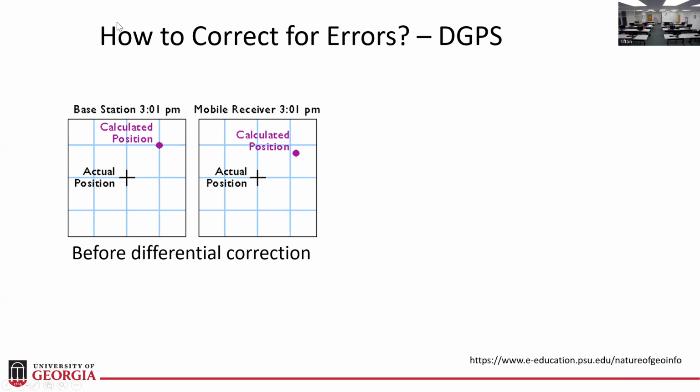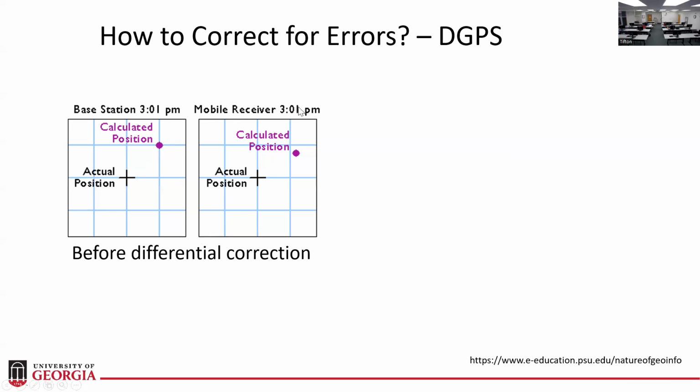Here we have a base station, and this is the actual position of the base station. For every base station that is registered, we know the exact location. Then we have ourselves with a mobile receiver, and we have our actual position, but we don't know it, right? I don't know my actual position right now, down to the centimeter. That's why I'm using my GPS receiver. We are both trying to collect our position at the same time here.